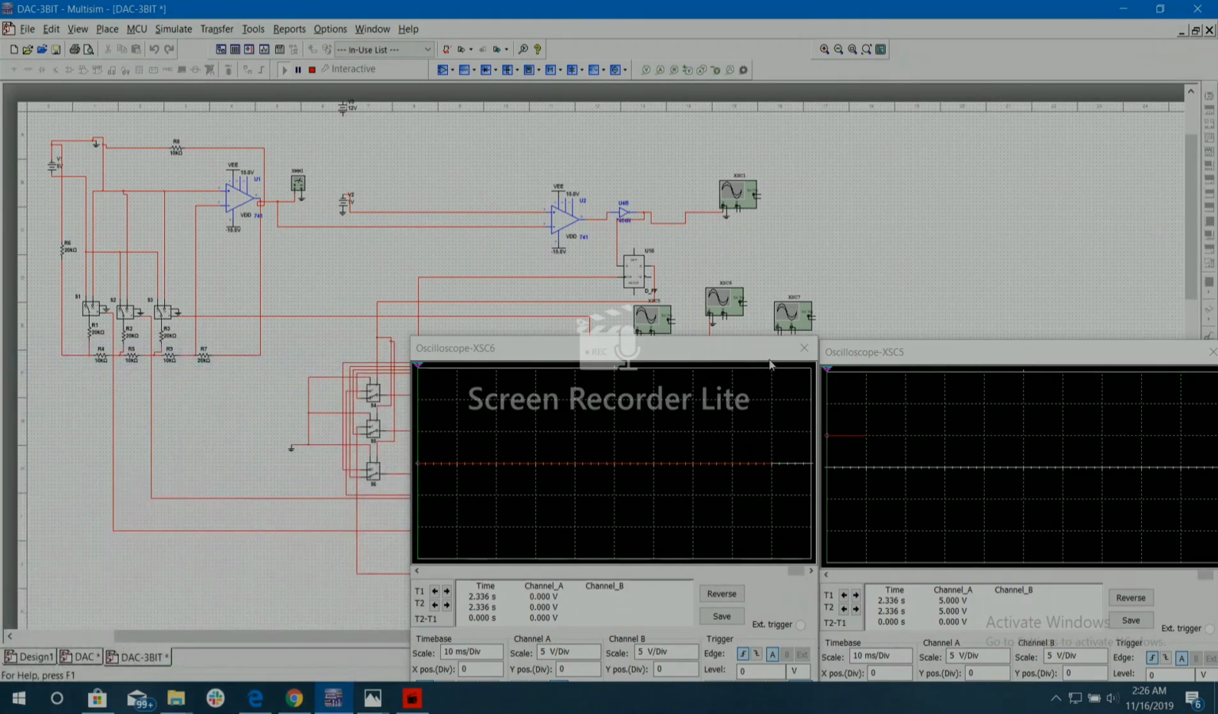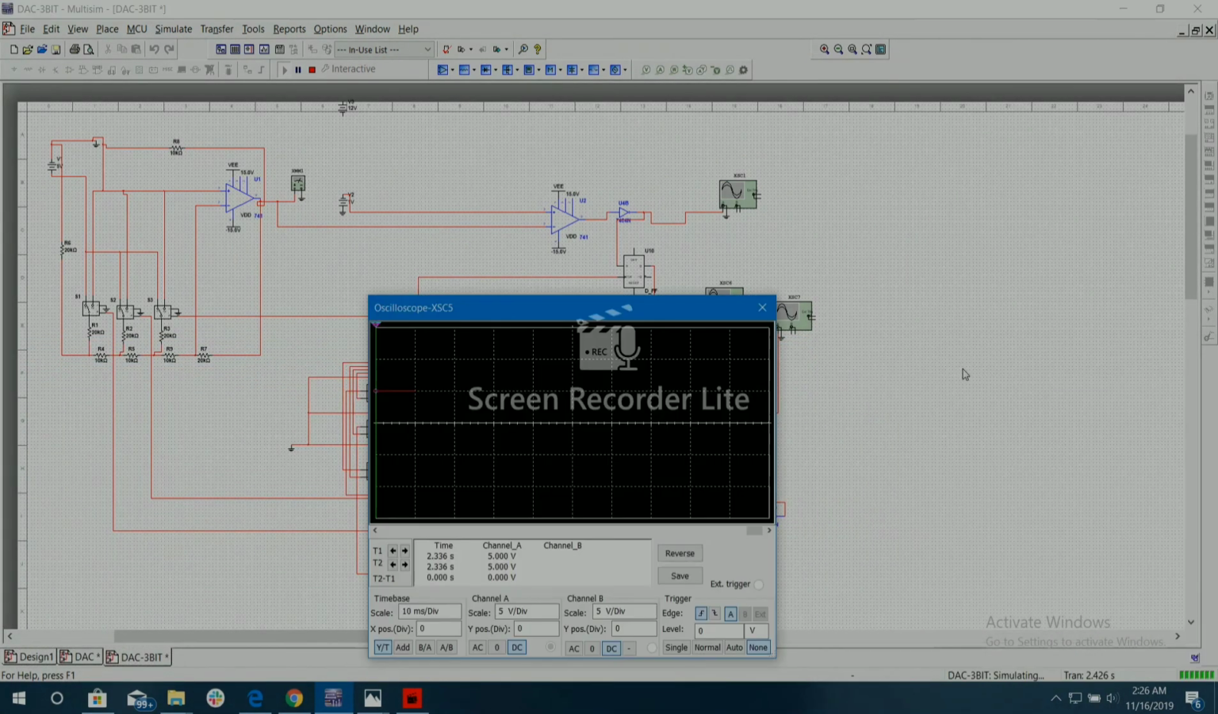So the circuit which I used is correct and I got the expected results.